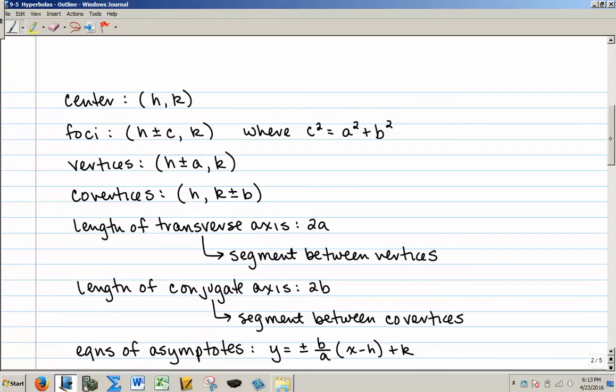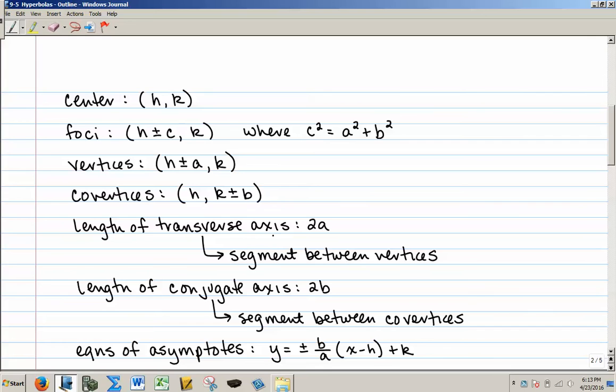The center of the hyperbola is the point h comma k, and it has foci at the points h plus or minus c comma k. It has vertices at h plus or minus a comma k, and covertices at h comma k plus or minus b, where c squared is equal to a squared plus b squared. And as we did with the ellipse, we're not going to really worry too much about the foci, and we're going to get the vertices and the covertices when we graph it.